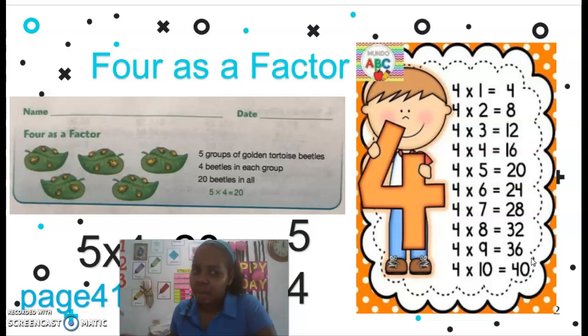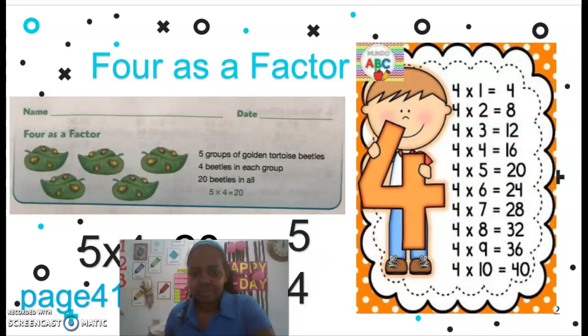And at home, you're going to repeat verbally, not written. Just verbally the multiplication table of 4, 3 times. You're going to repeat the table 3 times, in a verbal way.